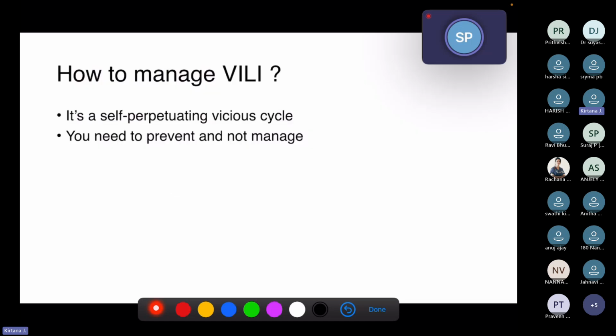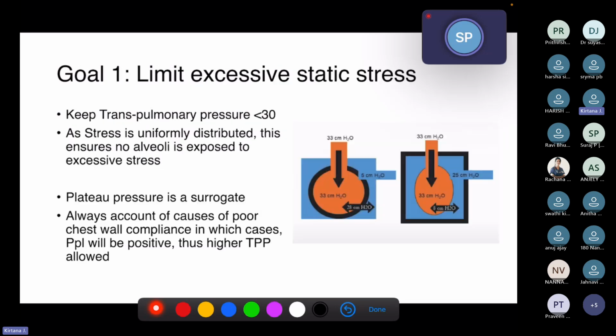So now that we know about VILI, how do we manage VILI? Like I have told you, it's a self-perpetuating vicious cycle, and if VILI has already happened, the boat has sailed away. So you don't need to manage VILI. What you need to do is prevent it. So we have to prevent each and every mechanism which was causing the lung injury.